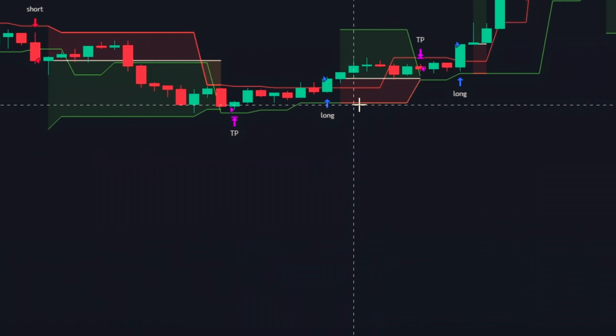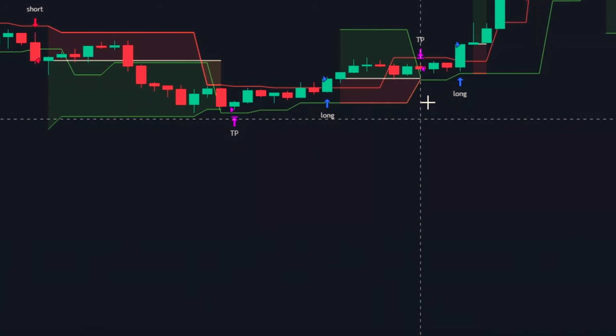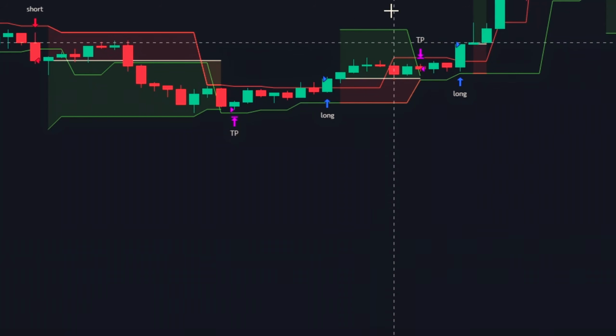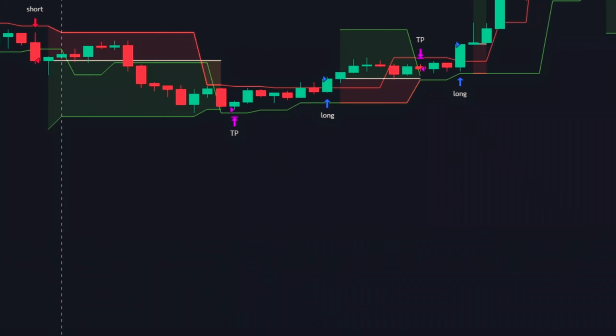But of course, I won't suggest using it with the dynamic stop loss, because as you can see here, as the stop loss gets higher and reaches the entry level, the take profit will reach the entry level as well. So it isn't the best setting at all.